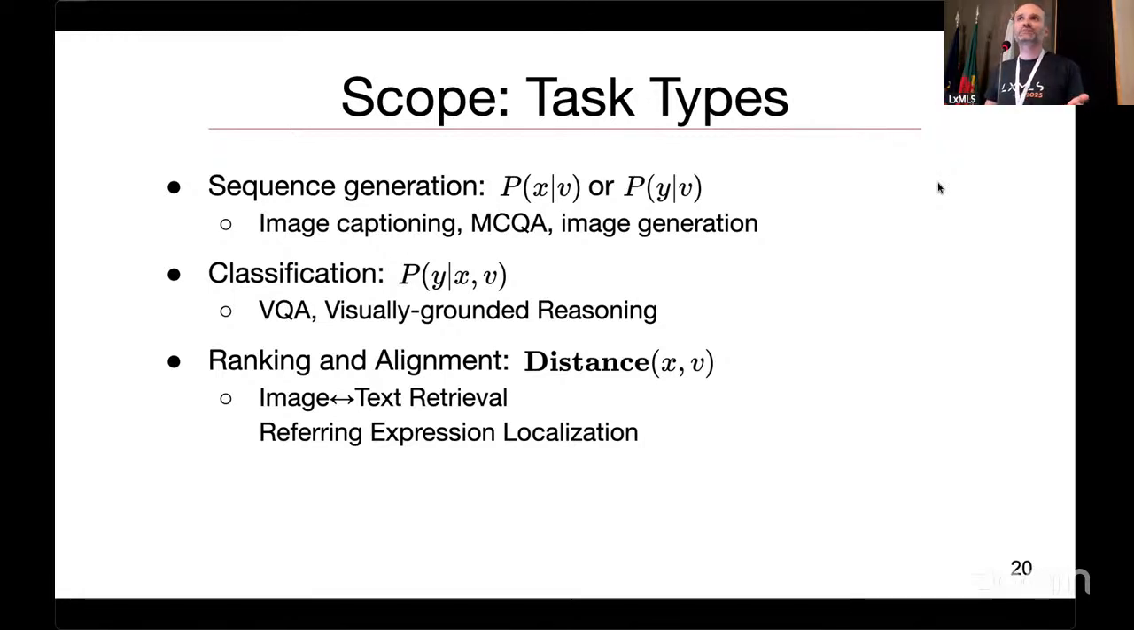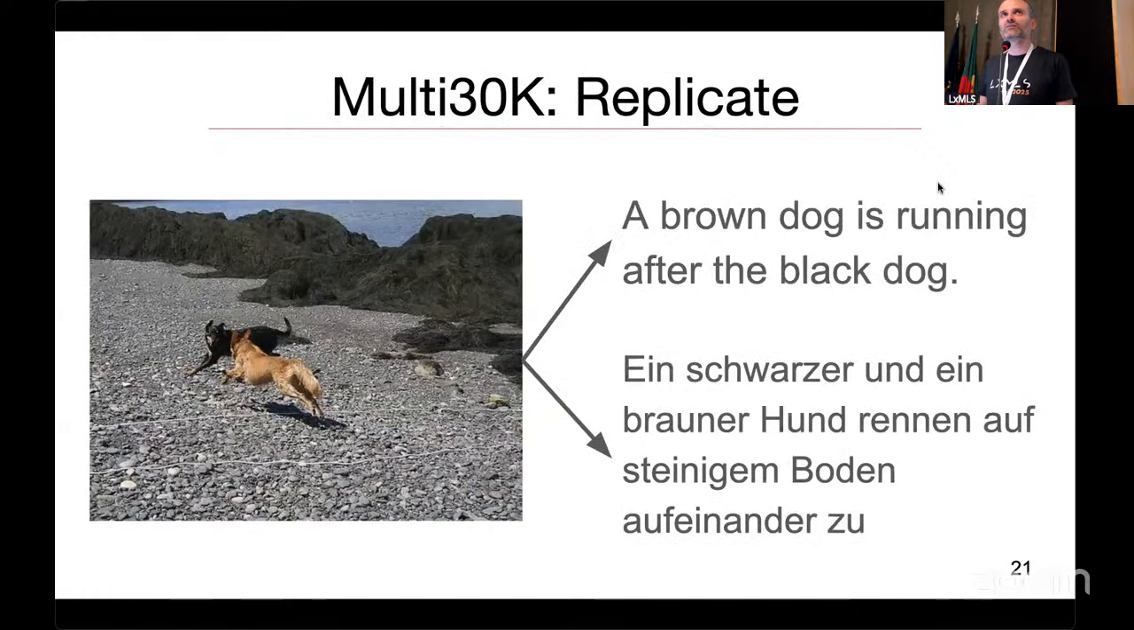It could be that you're collecting it for a question answering task, or maybe you're interested in retrieval, so you want to model the distance between representations given the inputs. And so looking back, our focus in the Multi30K project was to replicate an existing data set. It existed in English. We wanted to recreate it in German. We replicated, to the best of our ability, every single thing from the English data collection to minimize the differences between the data that we received from our crowd workers.